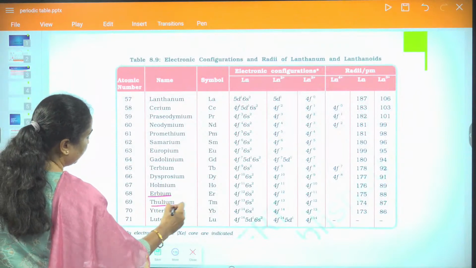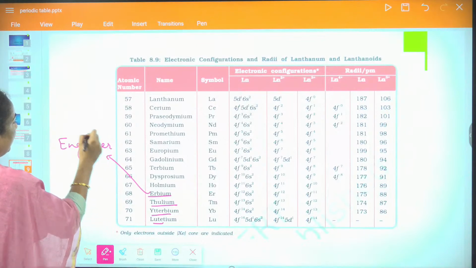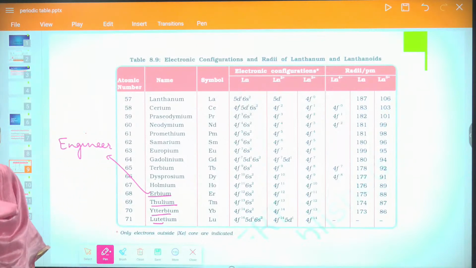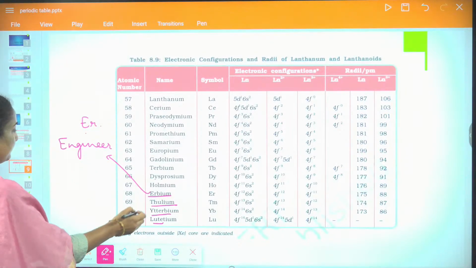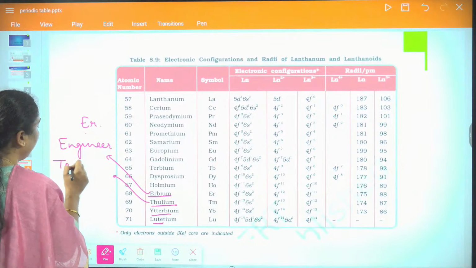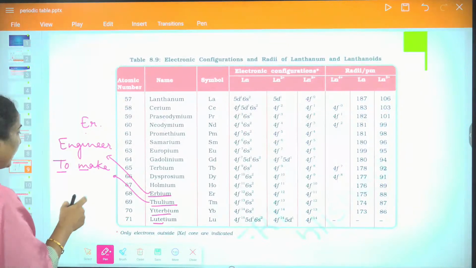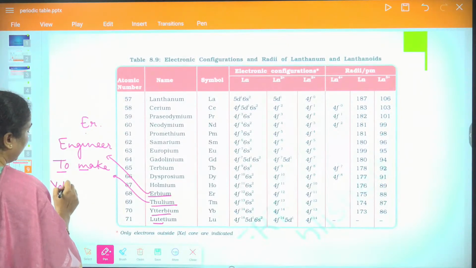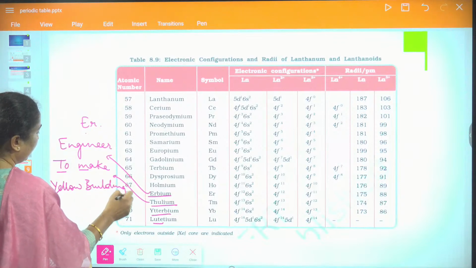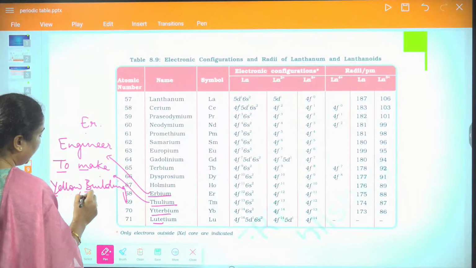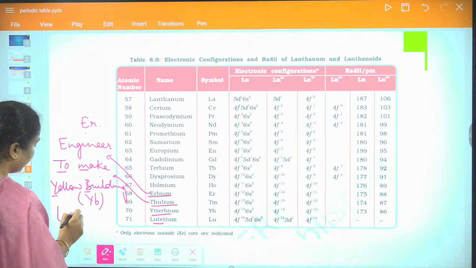So basically, here you remember, engineer. Now see, doctors will be using DR in front of their name. Engineers, ER. So engineer to make. So just take first letter of it, TM. You'll be getting thulium. To make yellow building. Building is this YB. You are able to see that? Ytterbium, yellow building, luxurious.